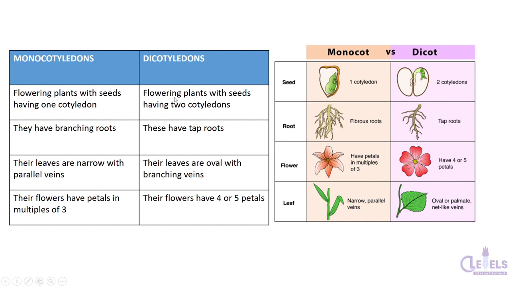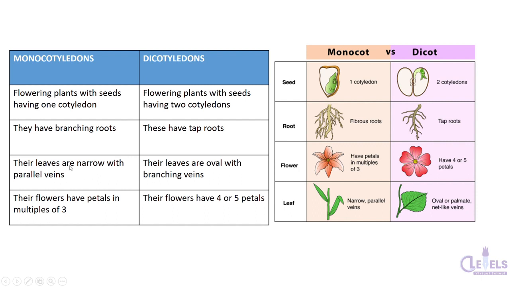Dicotyledonous plants are the flowering plants with seeds having 2 cotyledons. Monocotyledons have branching roots. See this root? It keeps on branching and gives more branches. Dicotyledonous plants have tap roots. So it has one major root going underground and tiny root hairs coming out of this one big root. This is called tap roots.